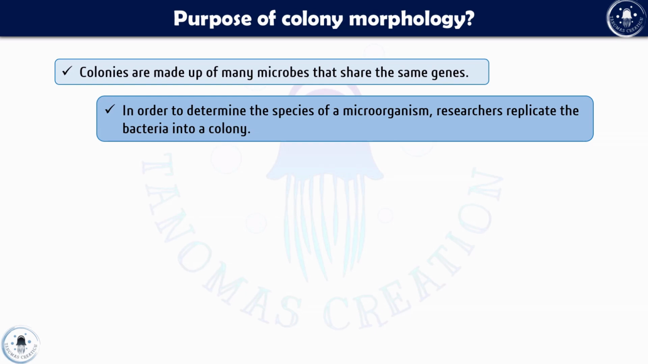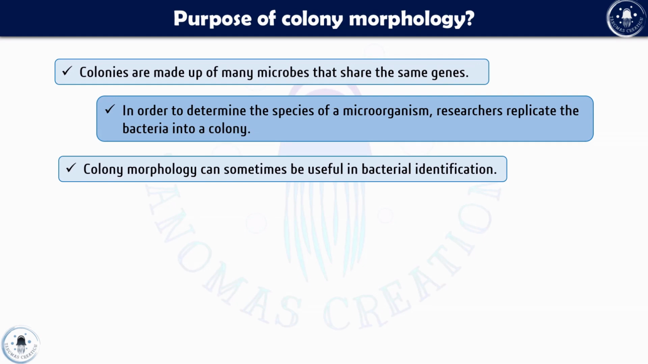In order to determine the species of a microorganism, researchers replicate the bacteria into a colony. A single bacterium is not visible to the naked eye, therefore it is incubated and allowed to replicate and form colonies so that we can see it with our naked eyes and then count it. This colony morphology can sometimes be useful in bacterial identification. It helps us count the number of colonies present on the agar plate, and it is also useful for identifying the microorganisms.